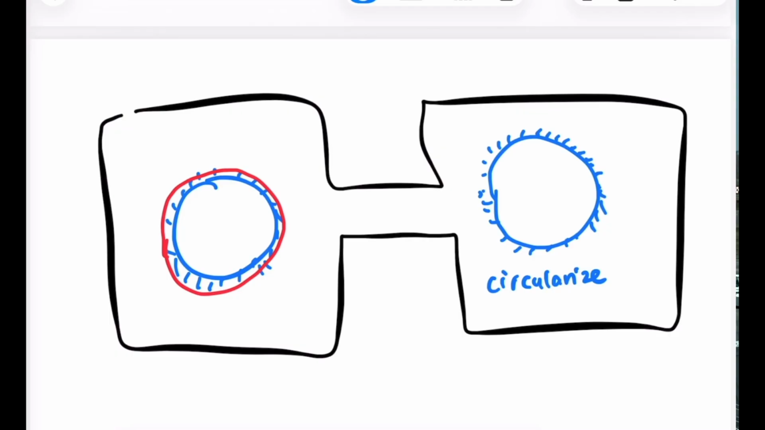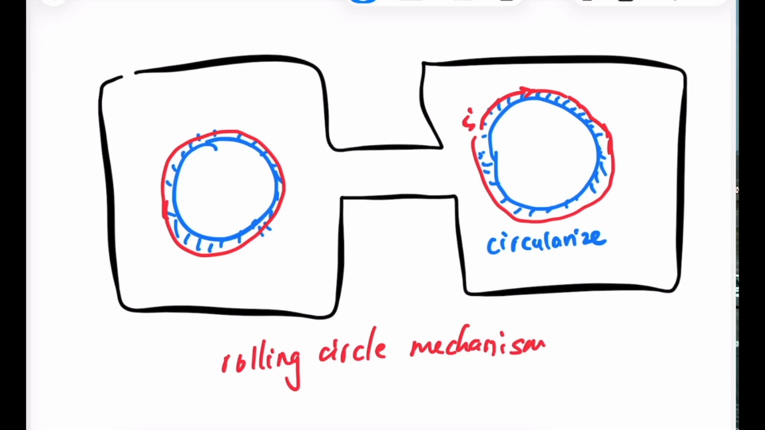So once it's circularized, then it will start from one of the 5' ends, and then it will keep going. This is rolling. So as it synthesizes, the whole thing will roll, roll, roll, roll, roll, roll, because of the circular DNA.